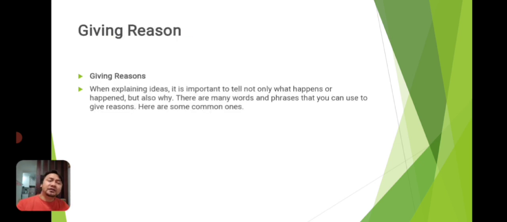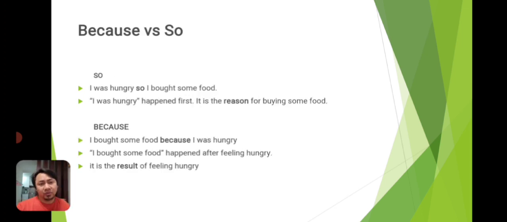Right, so enough talking about story examples. Now let's talk about giving reasons. When explaining ideas, it is important to tell not only what happened, but also why, the reasons. There are many words and phrases that you can use to give reasons, and these are some of the common ones. The first one is because and so. For example, I was hungry, so I bought some food. I was hungry happened first, and it is the reason for buying some food.